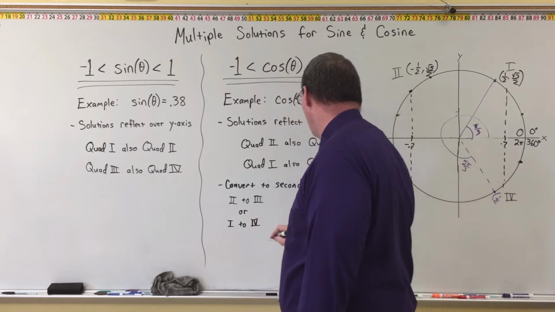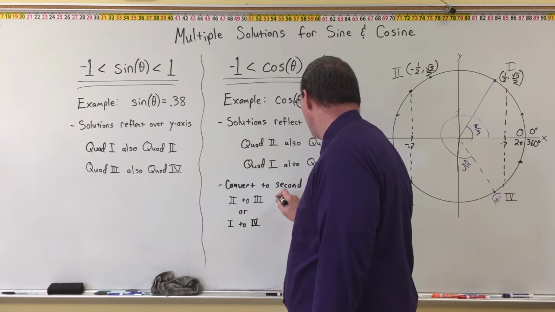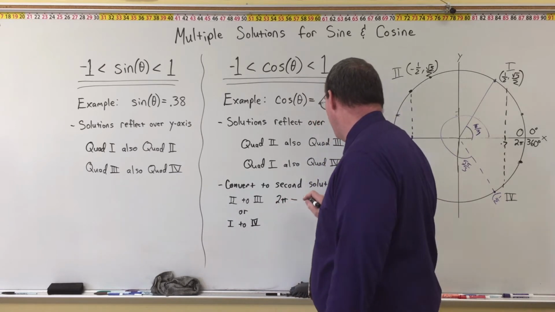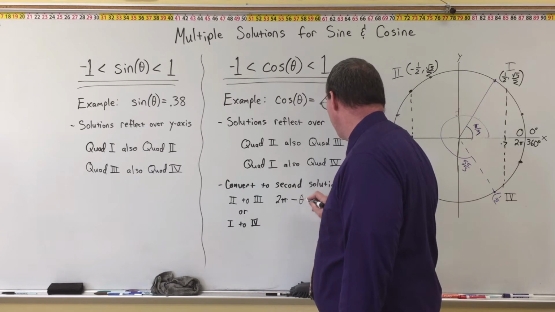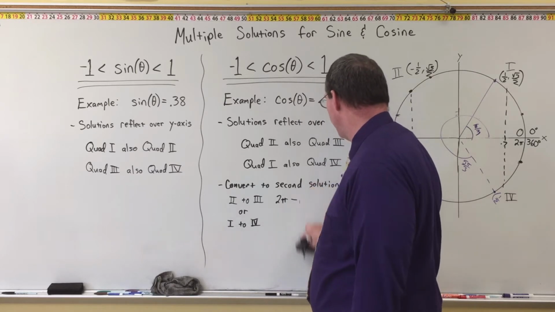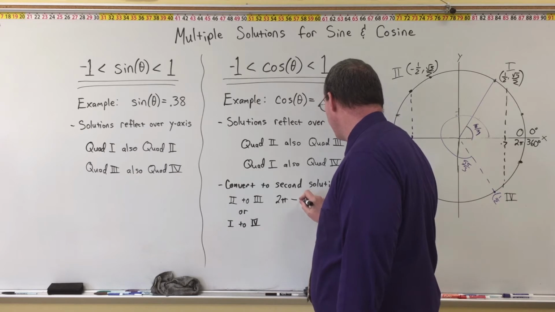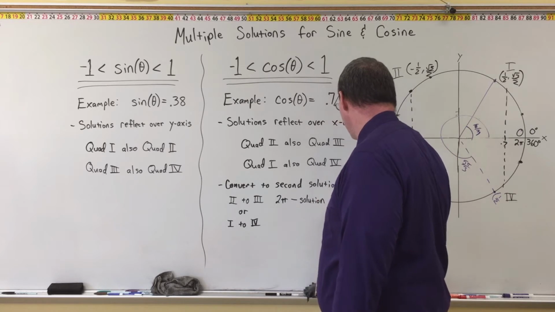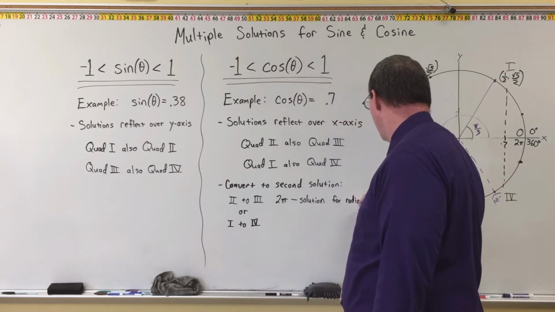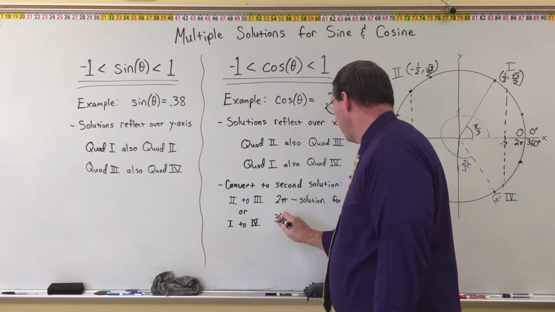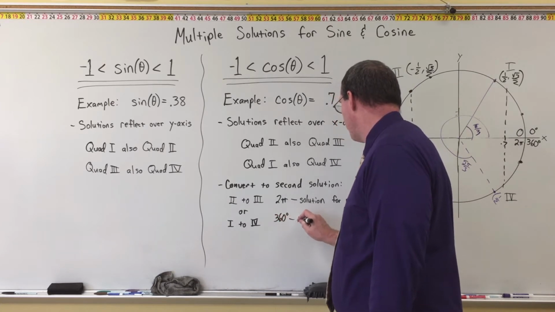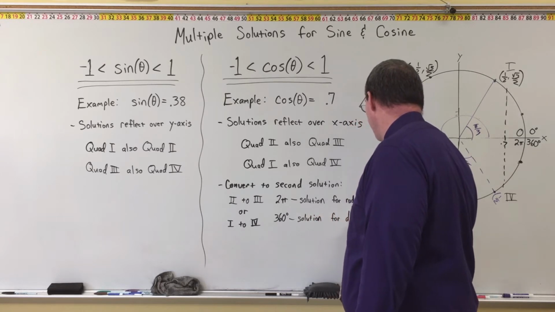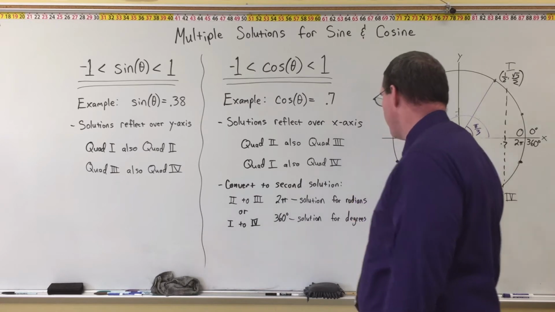So if you have a solution in quadrant 2 going to quadrant 3, or you're going from quadrant 1 to quadrant 4, okay? All you have to do is, for radians, you just have to do 2 pi minus your first solution. For radians. And then for degrees, you're just going to do 360 degrees minus whatever your solution angle is in degrees. For degrees.